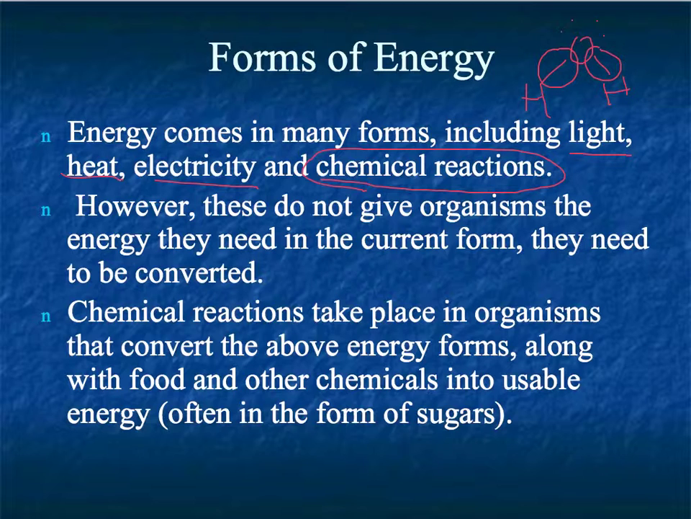Again, there needs to be some type of conversion between this light, possibly, or other energy forms into something we can use. Chemical reactions take place in organisms that convert the above energy forms along with food and other chemicals into usable energy, which is often in the form of sugars and carbohydrates. We're going to talk about that.